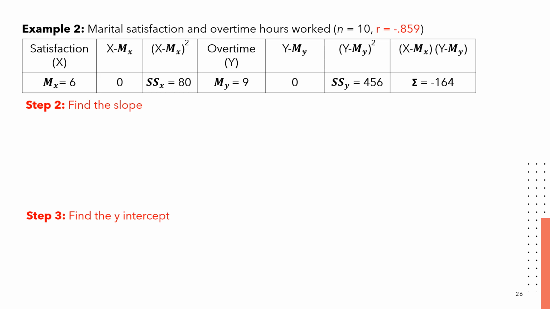Here's a practice problem for you to try on your own using the other example from part 1 with marital satisfaction and hours worked overtime. Find the slope and the y-intercept. The answer will be shown in 5 seconds.